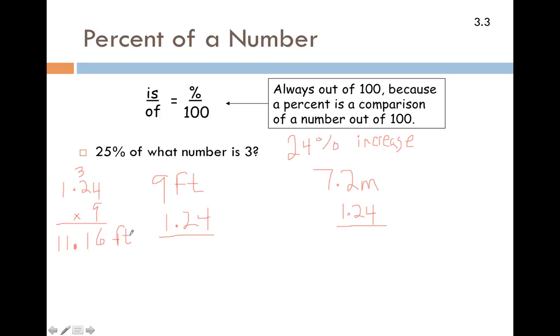Guess what? We're not finished. In order to finish this problem, we've still got to convert it to inches, because they don't want just 11.16 feet. They want feet and inches. So we know we got 11 feet because that's the whole number. And then to figure out the inches, we're going to go 0.16 times 12.